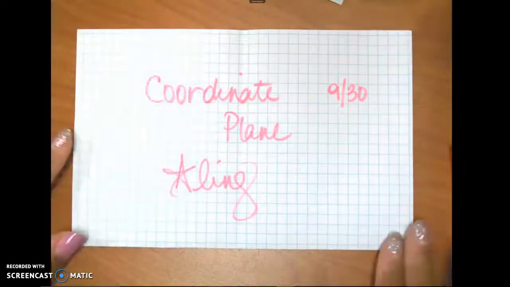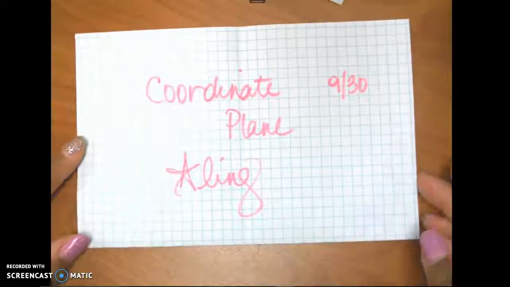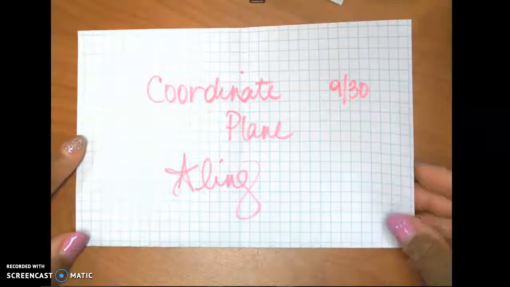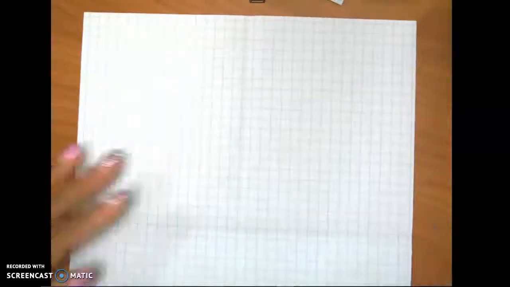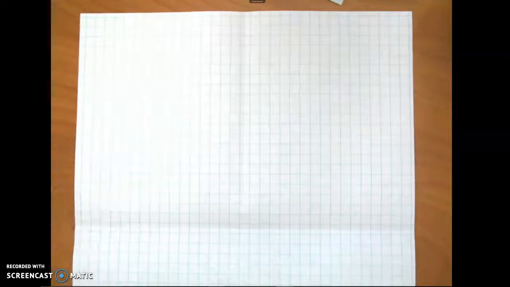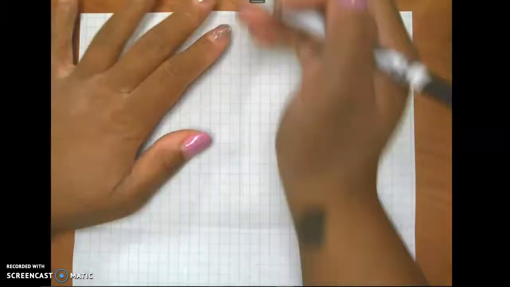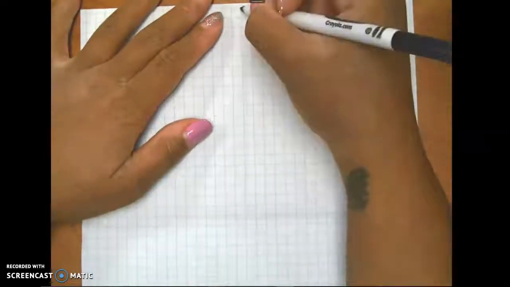Alright, your coordinate plane notes from class today, in case you missed it, are going to be on this grid paper. So we are going to draw lines. We're going to stay on the blue line, going up and down for my y-axis.